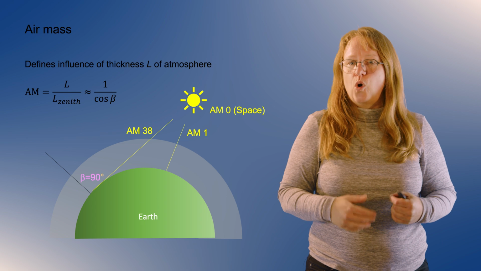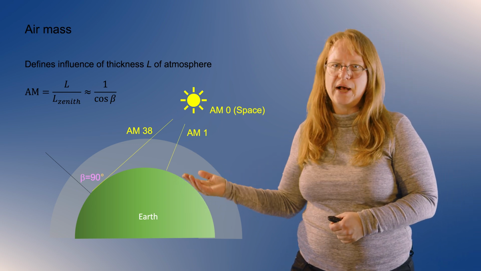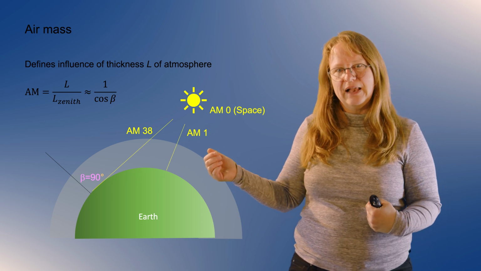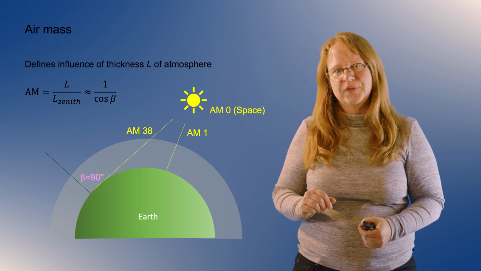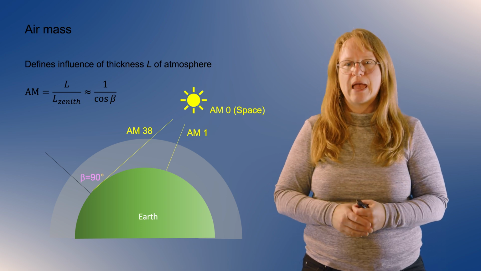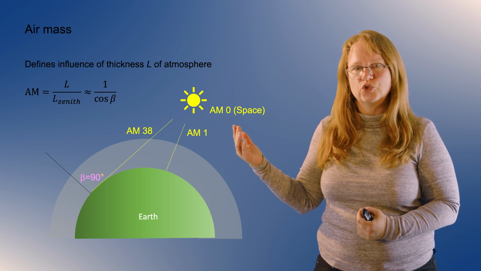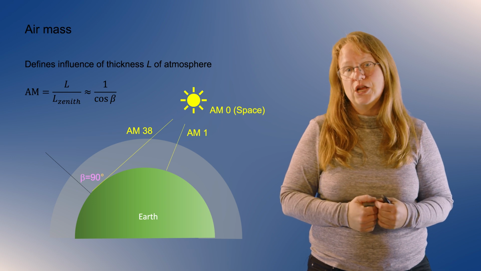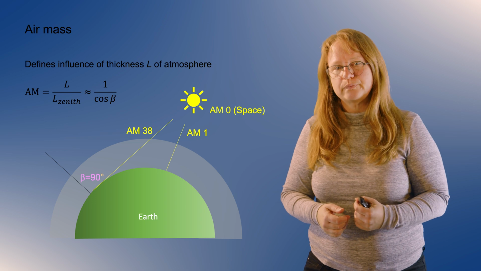Okay, so on the surface of the Earth at sea level, we have air masses from air mass 1 as the minimum value to higher air masses up to about 38. If we are out in space, then of course the sun does not have to pass through the atmosphere, and therefore the air mass in space is 0. So air mass 0 means we are in space, and that is the full radiation we see in space without the absorption by our atmosphere.